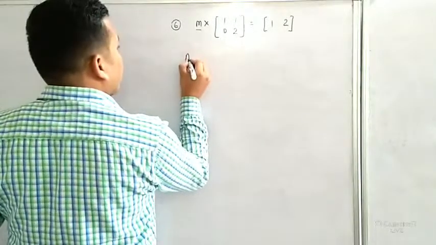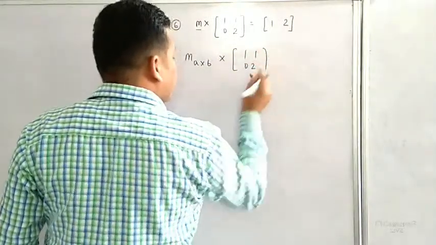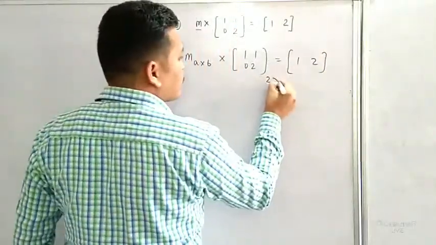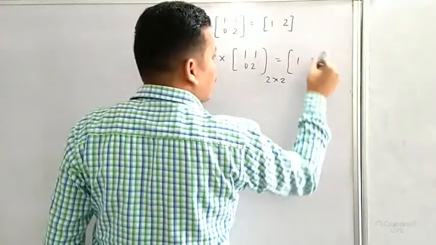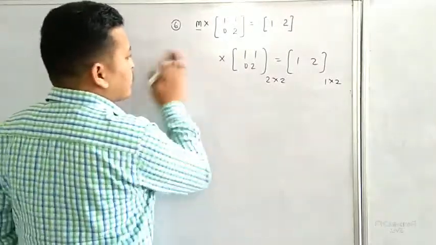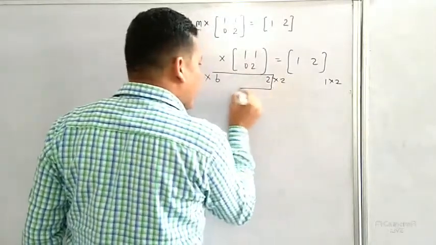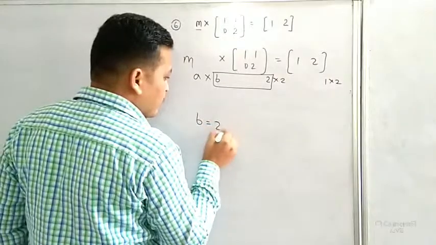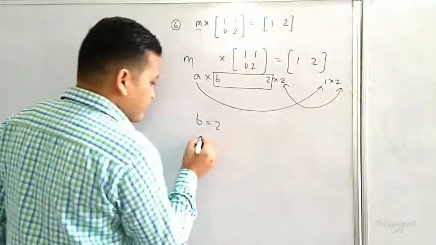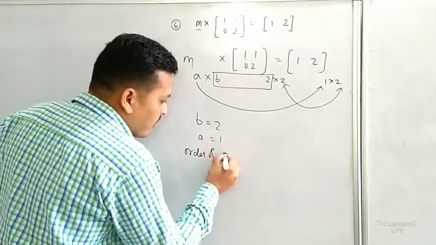So let the order of the matrix M be A cross B, into 1 1 0 2, and this is a very important question, is equal to 1 and 2. Write their order: its order is 2 cross 2, and the other is 1 row and 2 column, so 1 cross 2. Identify the value of A and B. M is denoted by A cross B. You know that these two parts will be equal to each other. It means B is equal to 2, A is equal to 1, and this 2 is equal to 2. So A is equal to 1.